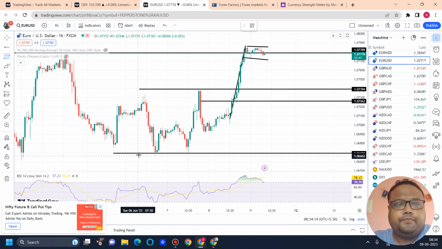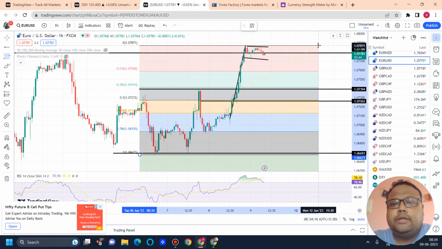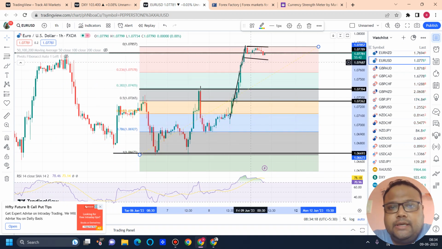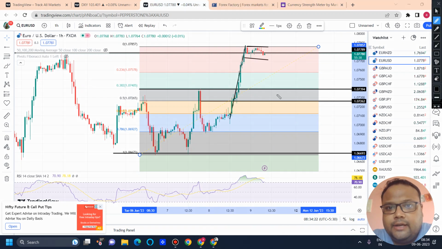Let me show you. We are mostly using Fibonacci here. You can see here that around 1.0739 we have the Fibonacci 38.2% retracement level, and it is also the previous resistance. So if we combine both factors, then 1.0739, 1.0740, this particular area looks to be a good support.